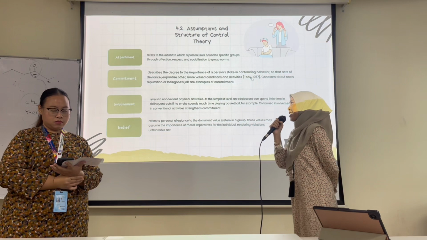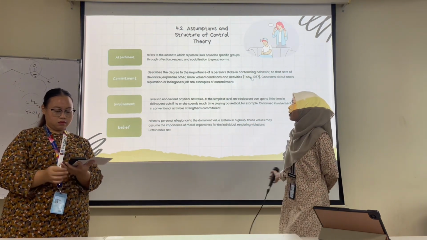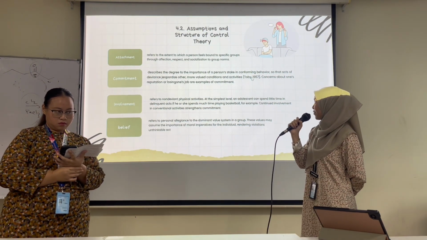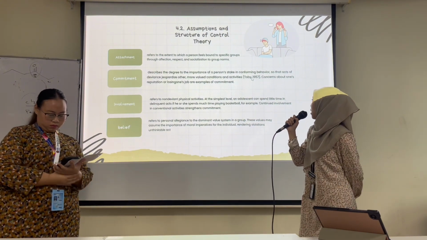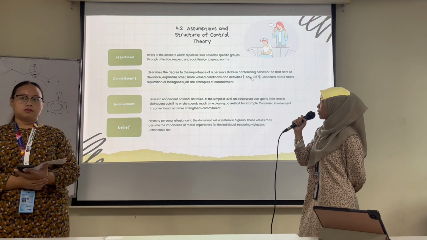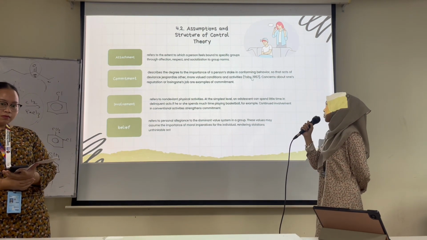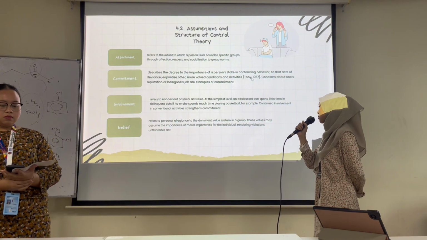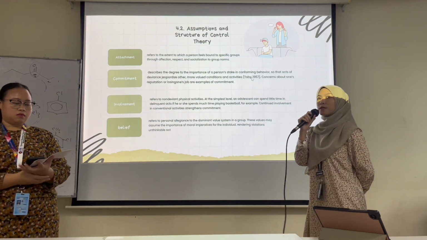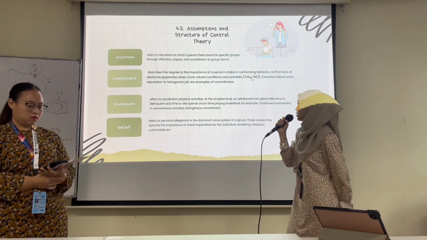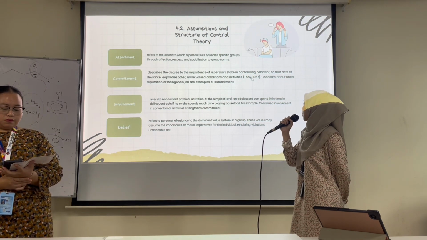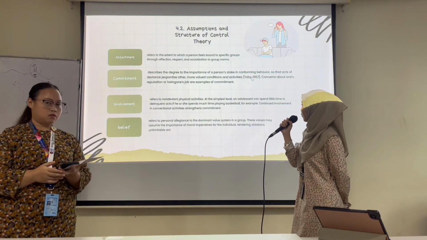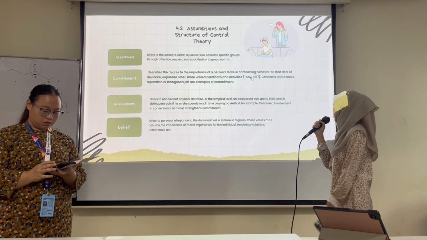And the third one is involvement. It refers to non-deviant physical activities. At the simple level, an adolescent can spend little time in delinquent acts if he or she spends much time playing basketball. For example, continued involvement in conventional activities strengthens commitment. And the last one is belief. It refers to the personal adhesion to the dominant value system in a group. These values may assume the importance of a moral imperative for the individual, rendering violation unthinkable.